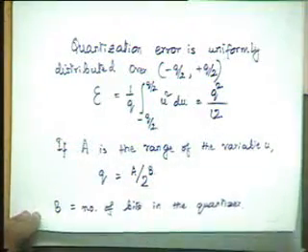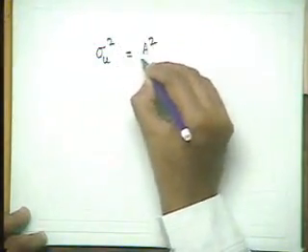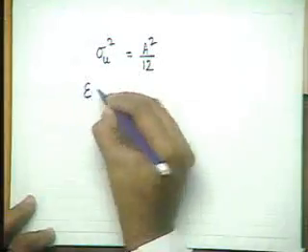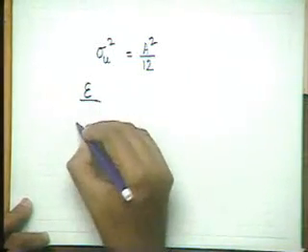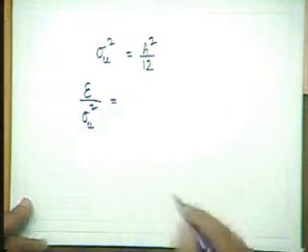And if A is the range of the variable, then we can write the variance sigma square u as A square by 12. This also you know. A being the range of the variable, we have the variance, as I have assumed it to be uniformly distributed, sigma square u equal to A square by 12. So our mean square error E divided by the variance of the signal sigma square u, what is going to be the expression?